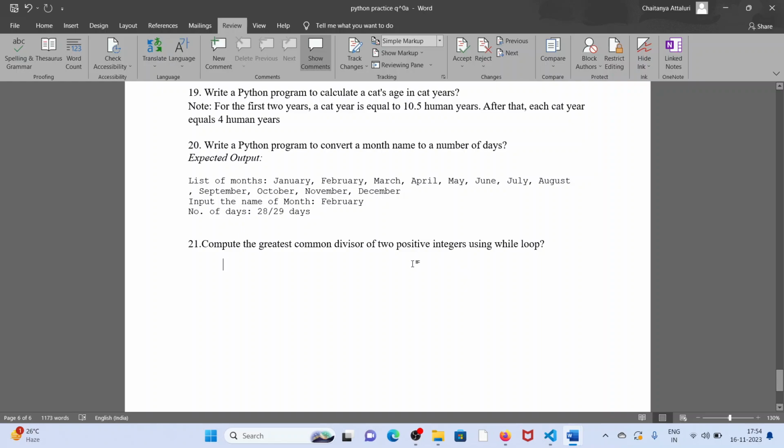The greatest common divisor is nothing but, suppose you take two numbers, for example 15 and 10. These both numbers are divisible by the same number. Which number? 5. 5 divides both numbers. So 5 is the greatest common divisor.